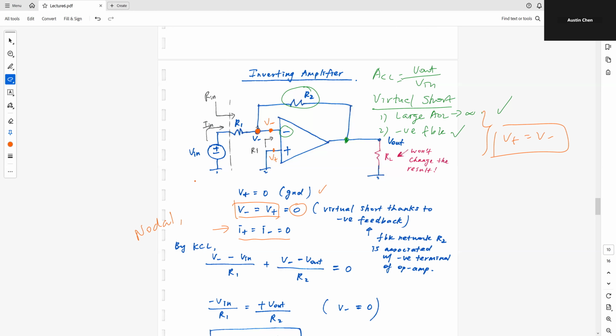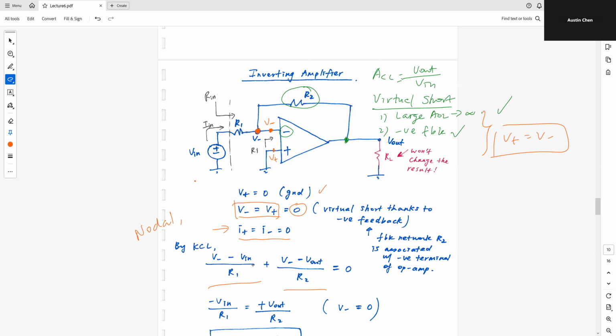All right, so I have V minus here. I'm just going to perform a simple KCL. So V minus V in divided by R1. This is the current flowing out of the node, so that's captured by this term here. V minus V out divided by R2 is the second term over here.